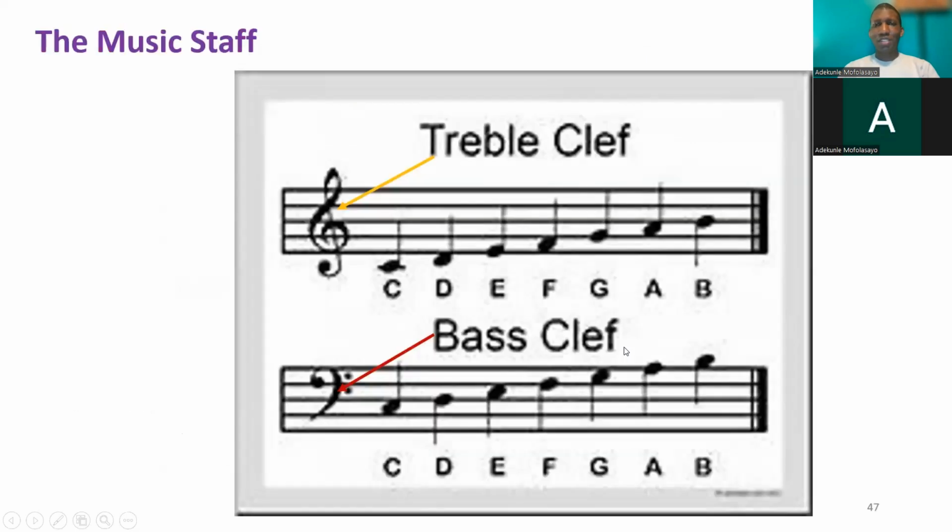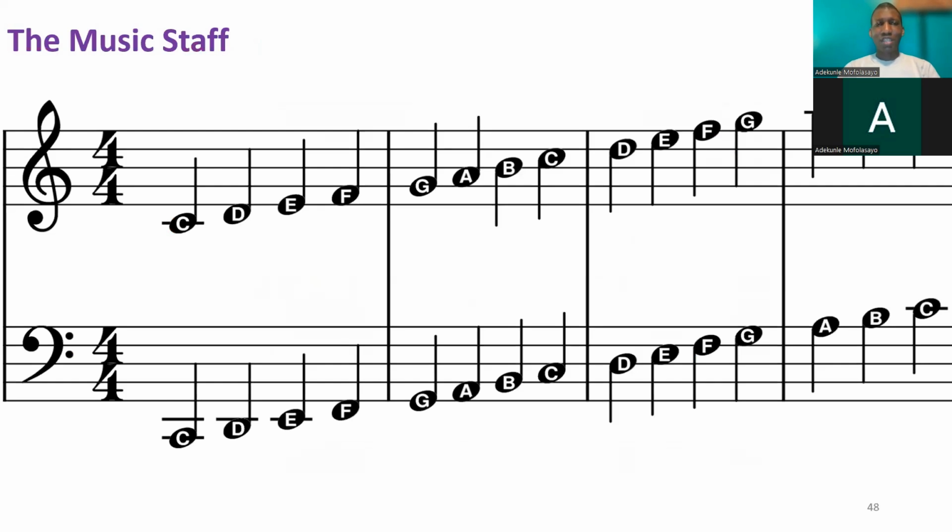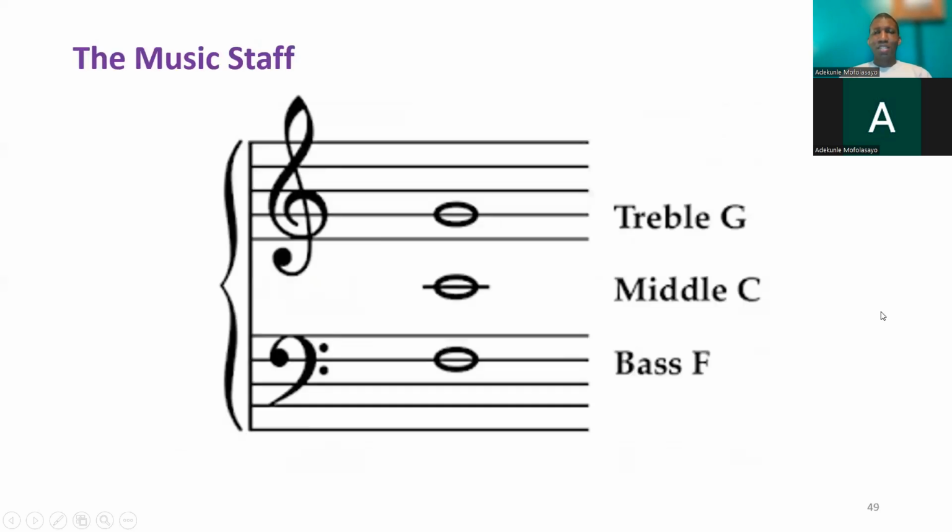So here on the screen again, we have the treble clef and the bass clef, the bass staff and the treble staff. So you have the notes that go from C, like from here, C, D, E, F, G, A, B, C, D, E, F. That's how it goes. It follows the alphabet's procession like that. The bass staff also, we have C, D, E, F, G, A, B, C, and so on like that. When you see a note like this, it is called a middle C, and this is G, this is F on the bass staff. So basically, that's what we have for the last class.